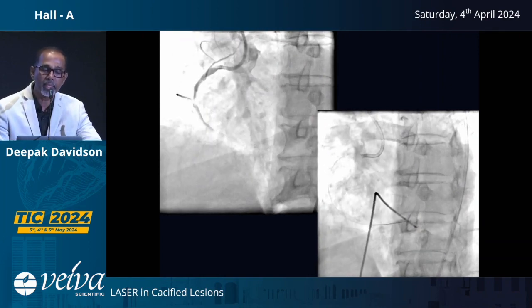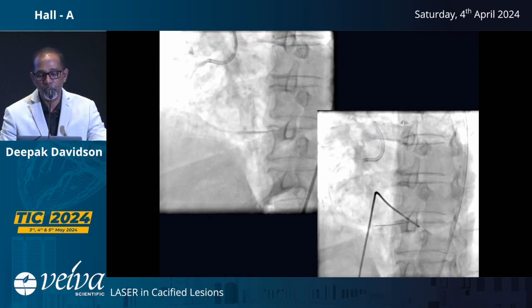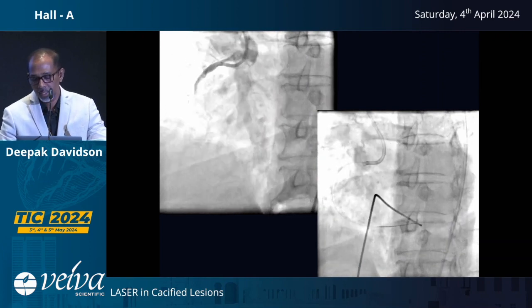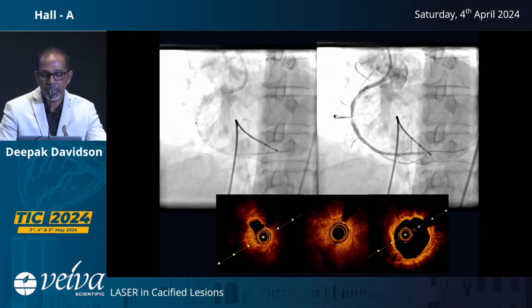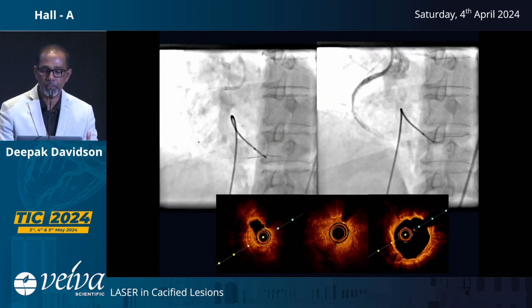lacing, because rotablation in a setting of acute MI may not be all that great, as you might end up having a slow flow. So we decided that we'll do a lacing with a 0.9 millimeter catheter. So that's the lacing being done. Following lacing, we were able to get across with an OCT catheter. You could see that the flow is restored well.